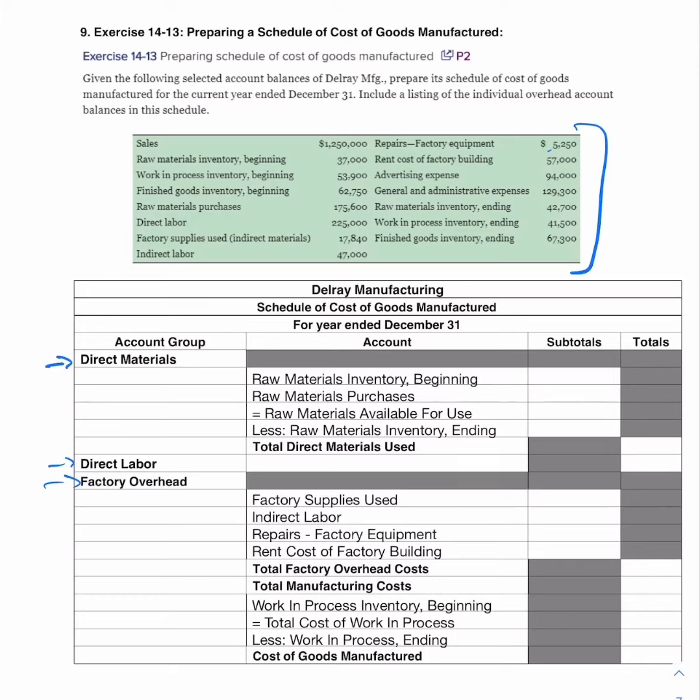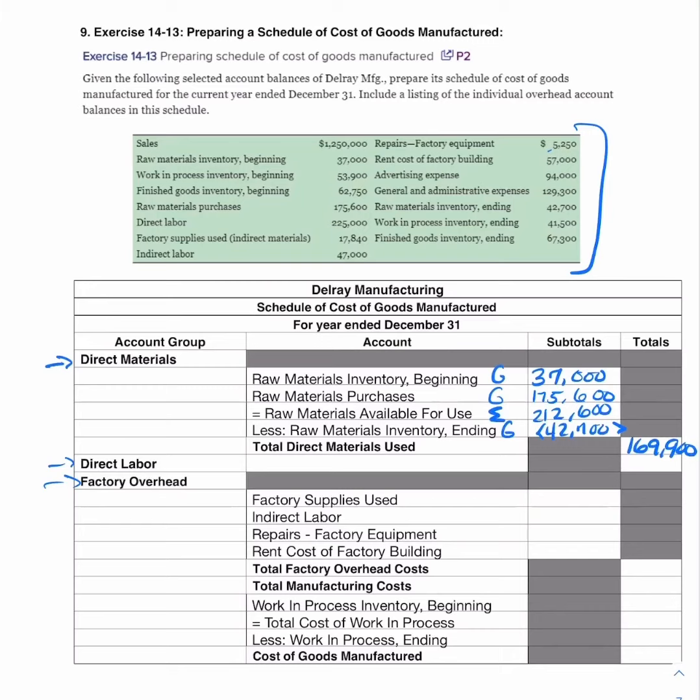So we just need to look up in our table, figure out our beginning raw materials balance of $37,000. This was given information. We then have raw materials purchases, which was also given information for $175,600, which then gives me raw materials available for use, which is just a sum of those two, which is $212,600. Next, we back out those ending raw materials in our inventory. This was also given information for $42,700, which gives me a total of $169,900 for total direct materials.